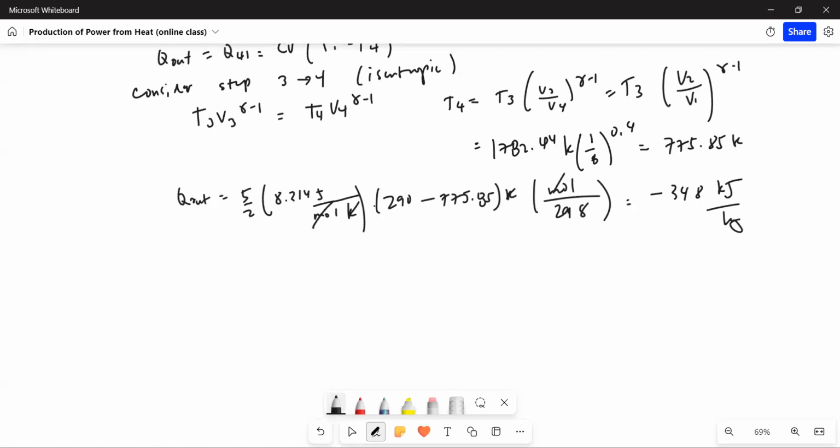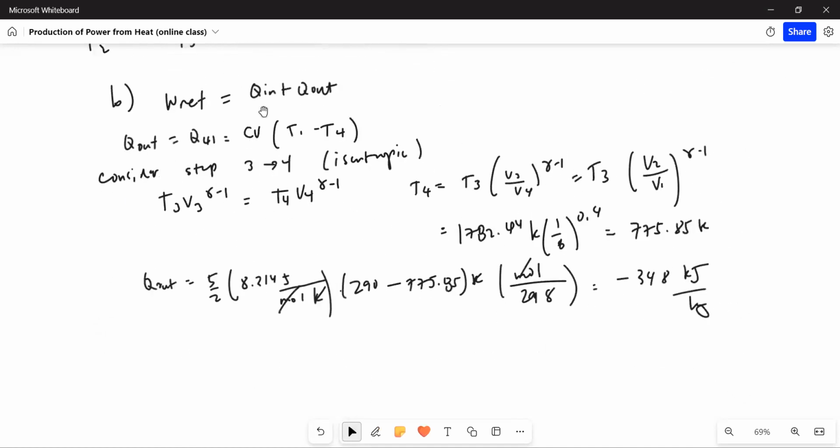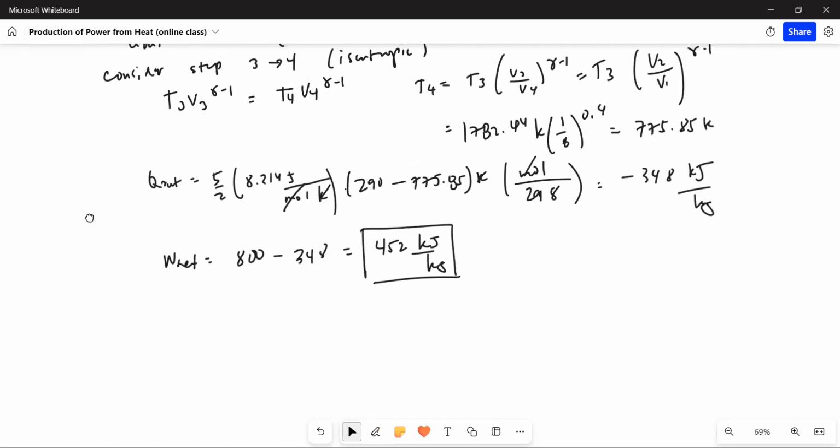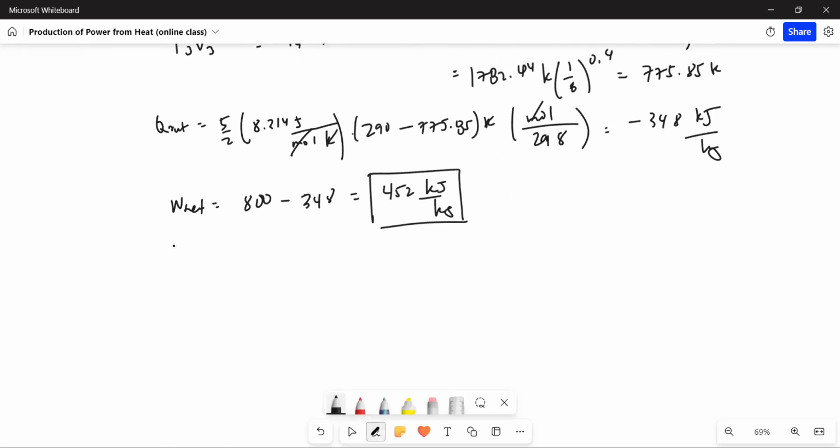Okay, and now we can go back to our work equation, Q in plus Q out. Work net is simply Q in, which is given, 800, plus negative 348. Okay, and this is 452 kilojoules per kilogram. All right. Next, we move on to letter C.